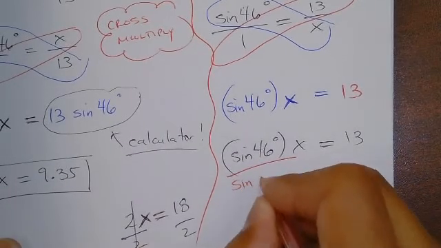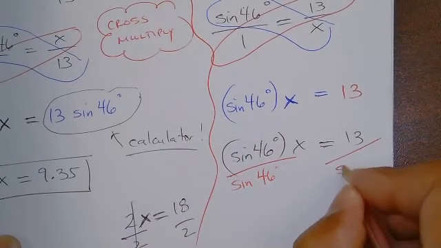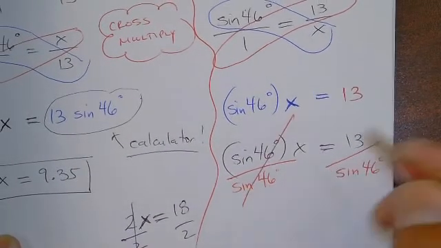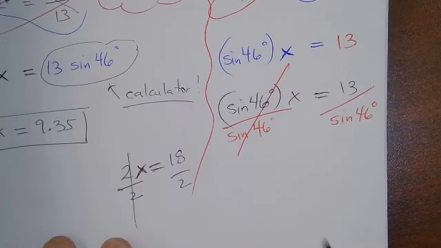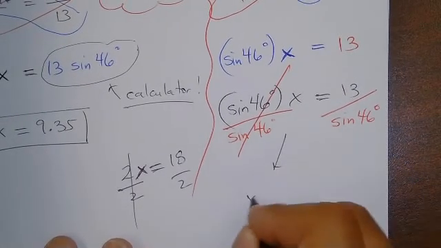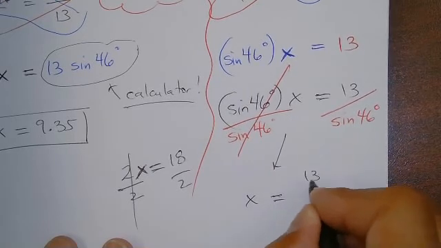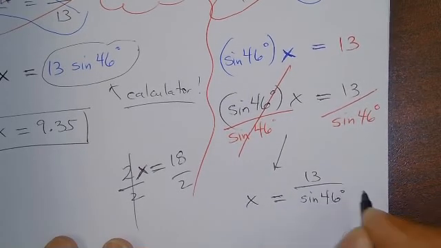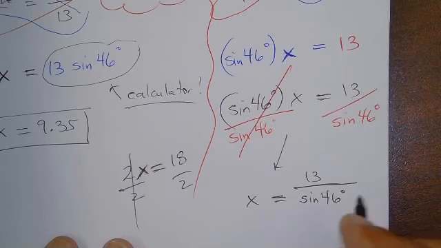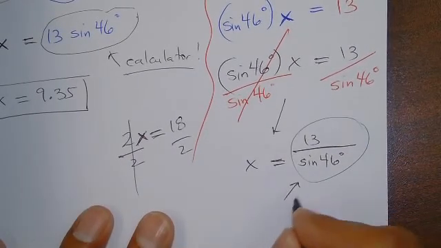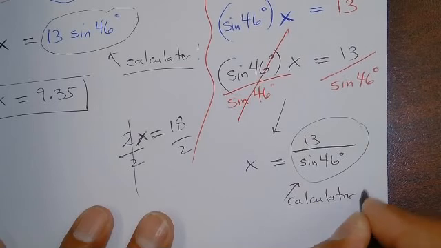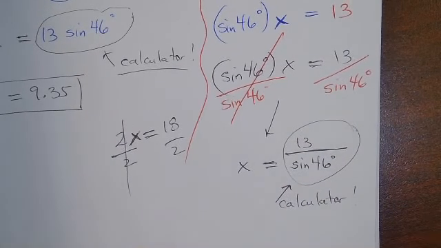To solve it, what do you do? Divide by what? Yeah, sine of 46, and divide by sine of 46. See, now you'll get x by itself. You guys see that? And then you're going to get x is equal to 13 divided by sine of 46. We did this earlier. We practiced a couple of these on the Padlet. Figure this out on the calculator, and make sure you enter it correctly.